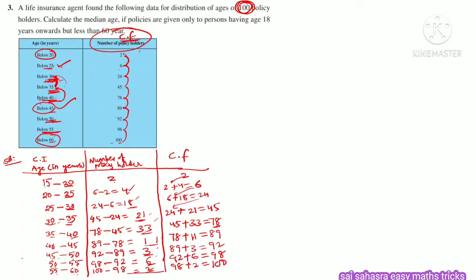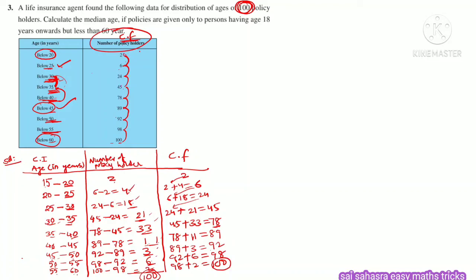If you are adding them, 2 plus 4 is 6, plus 18 is 24, plus 21 is 45, plus 33 is 78, plus 11 is 89, plus 3 is 92, plus 6 is 98, plus 2 is 100. So total frequency is 100. This is tallying with the cumulative frequency ending value. That means our table is correct, and our frequencies and cumulative frequencies also.